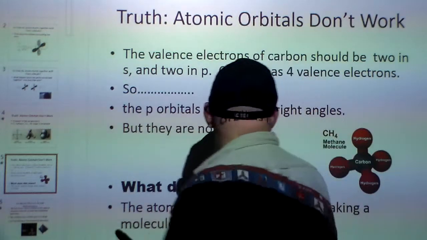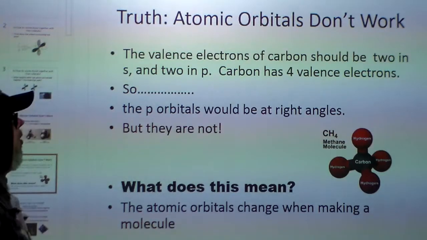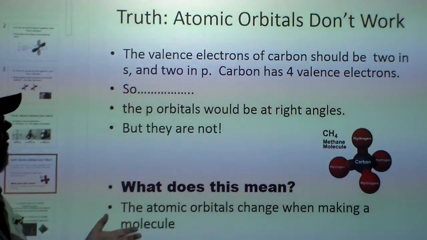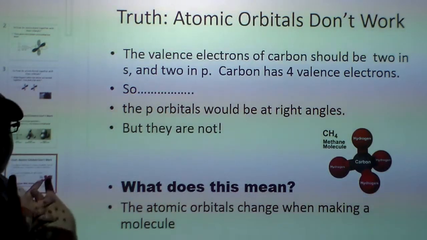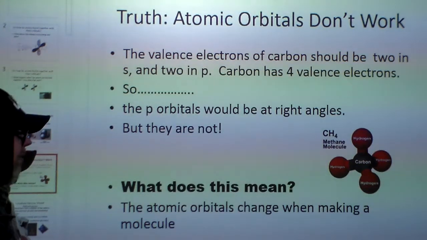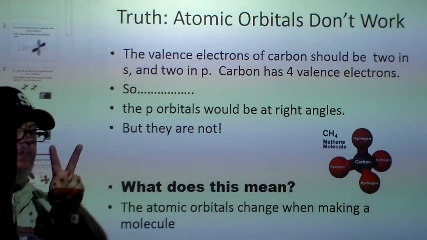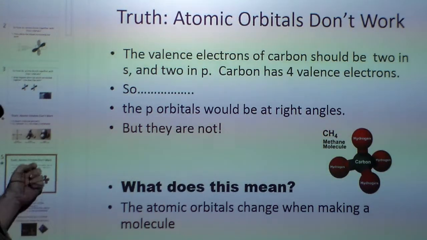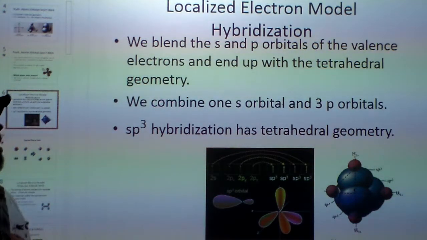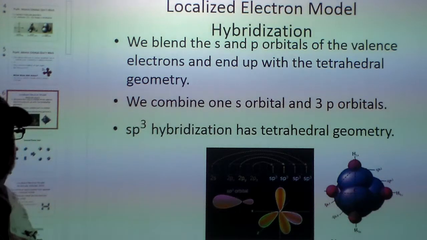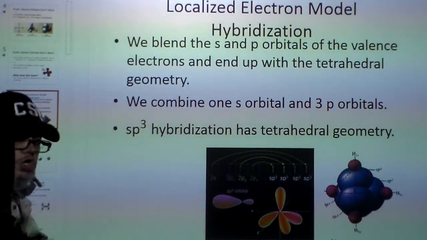So the idea is that if we were to combine these s and p orbitals, what's happening? Well, in theory, the p orbitals themselves would be at right angles. But the problem is, they're not. Something's happening. What we expected and what we actually found were 2 separate things. And that means that there's got to be some kind of a change happening. And this is when we talk about the localized electron model, where we focus basically on the electrons in that immediate area. And that's where we get into hybridization.